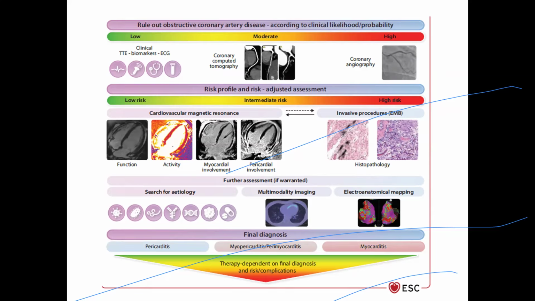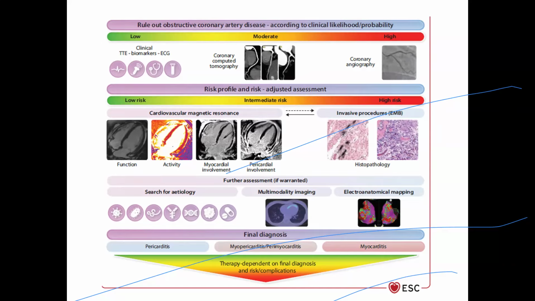If the patient has a moderate to high likelihood of coronary artery disease, you do a CT scan if he has moderate likelihood, and if it's high likelihood, of course, we'll do coronary angiography. So the first thing is to rule out acute coronary syndrome. This is in the ED or emergency department setting. Then you do the risk profile, which is usually done after you do your baseline, which is, as I said earlier, clinical assessment, ECG, lab, and echo.